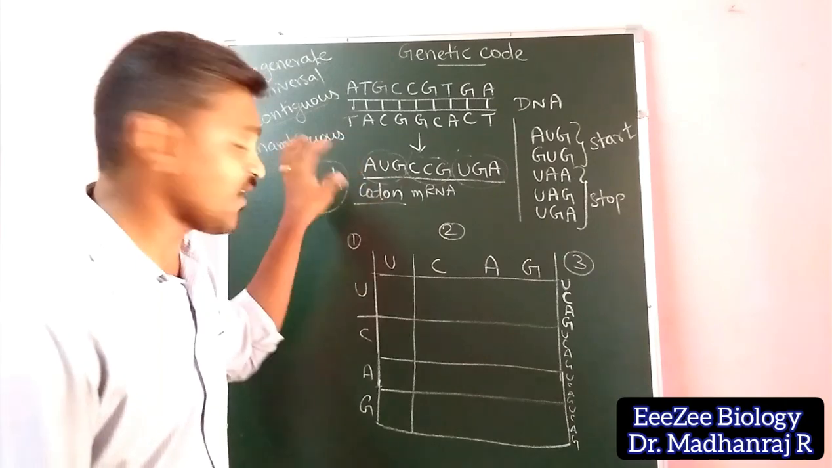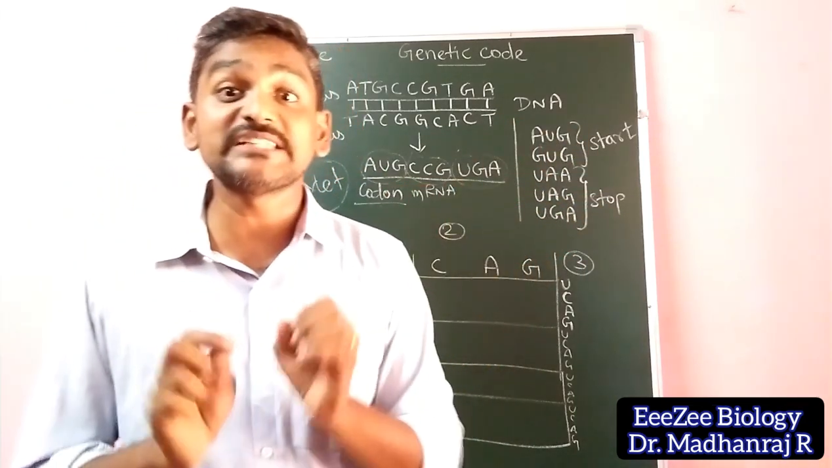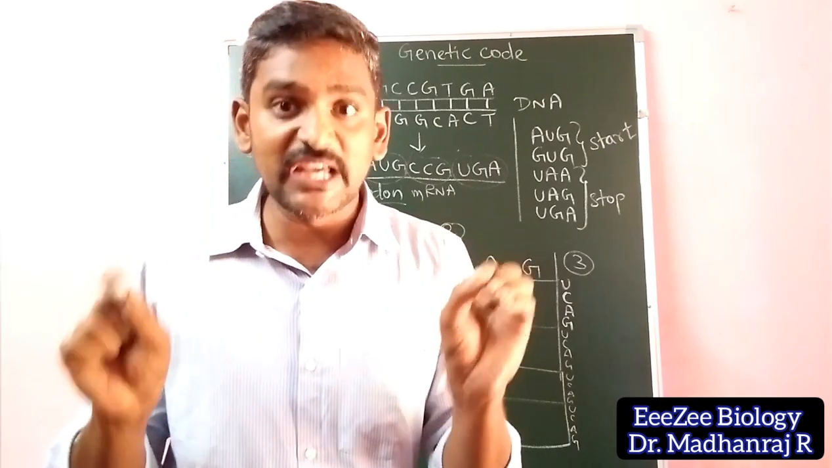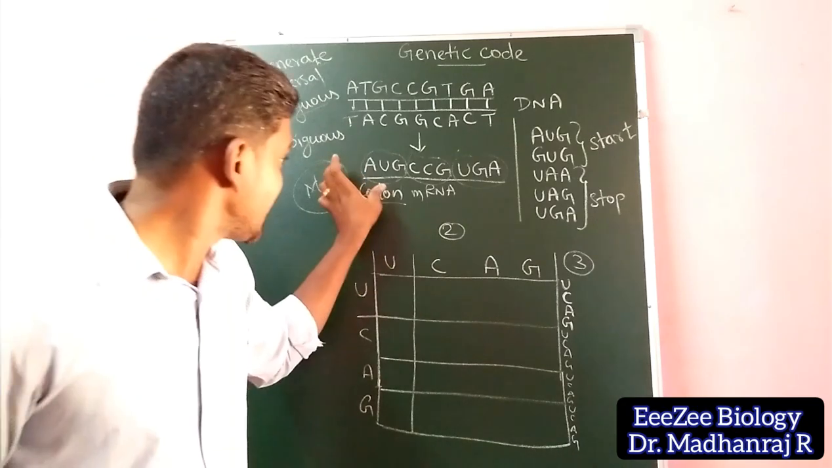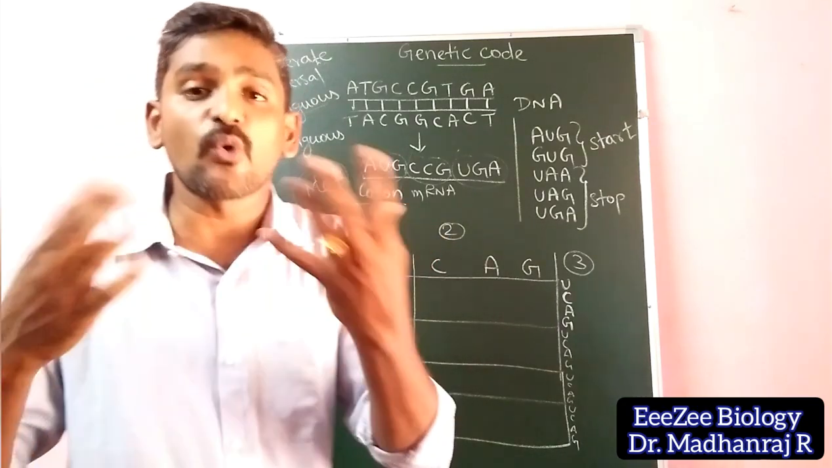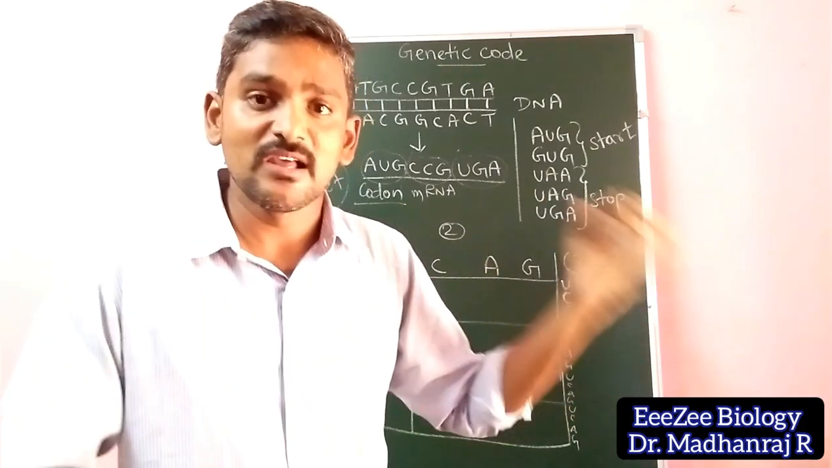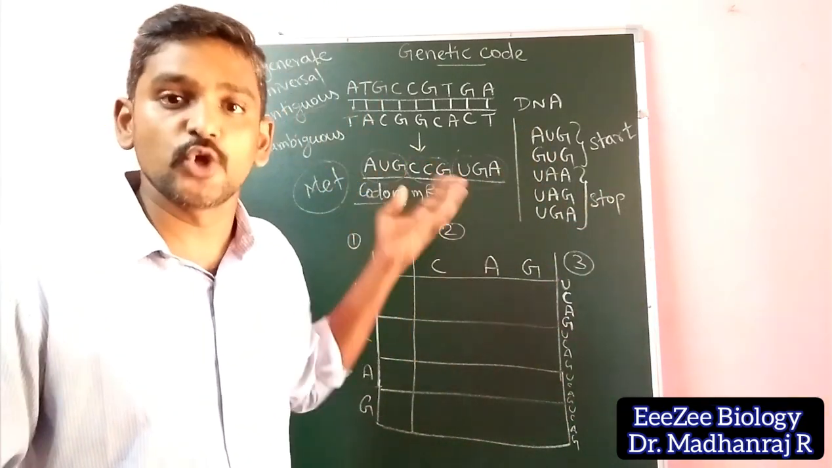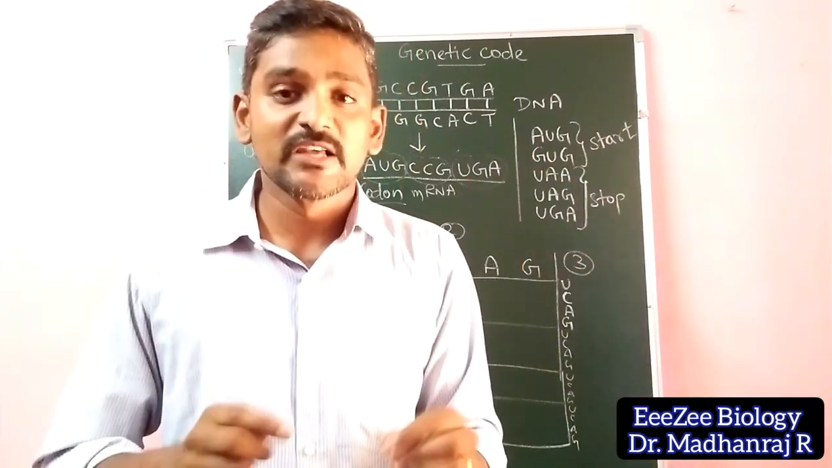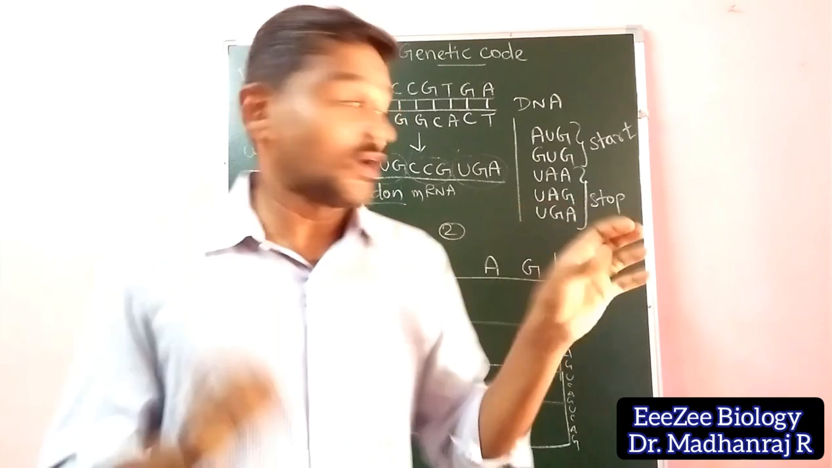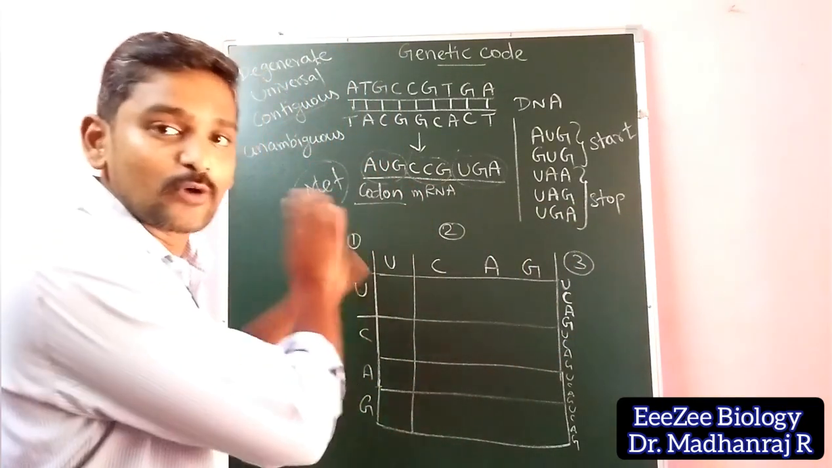From bacteria to higher animals, this code will be common, so it is called universal. Universally, from bacteria to higher animals, it will not change. If AUG is present in bacteria, it codes for methionine. If it is present in a tiger, cat or lion, it also codes for methionine. In humans and in plants, it also codes for methionine only. That is called universal. Unambiguous means specific: this code always means this amino acid only, and it will not change.